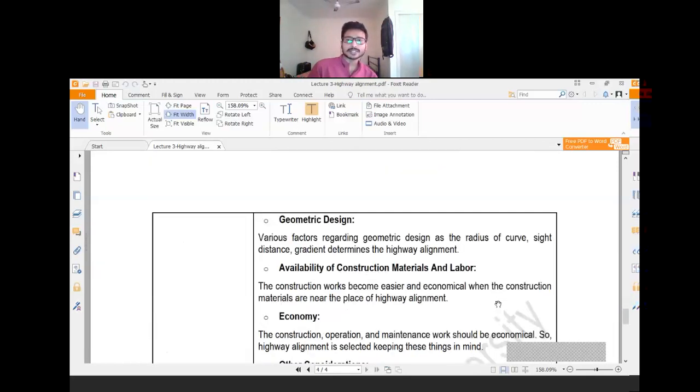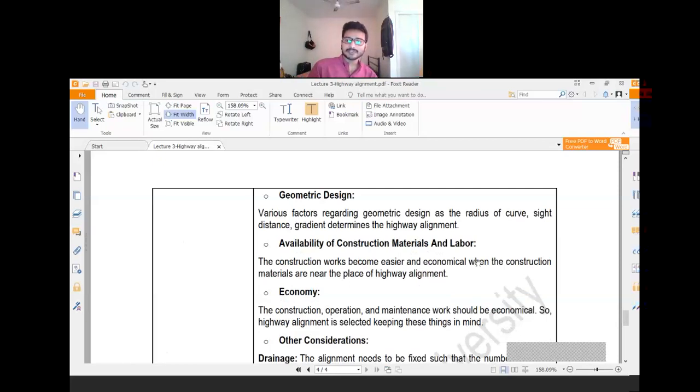Then geometric design. Geometric design is the different features which enable the road to make it very easy for vehicle access. So there are different factors of the geometric design like the radius of curvature, sight distance, and gradient. Okay, and gradient is very important for the alignment or for the route which passes through a given area. In that case, you need to be very careful about the gradient which you are providing for a particular road.